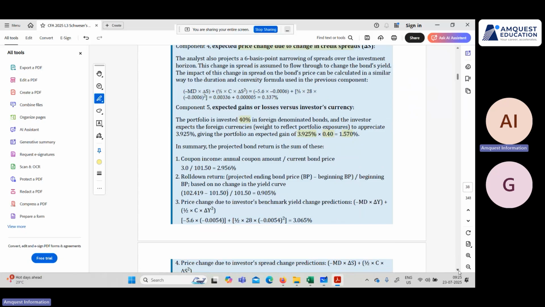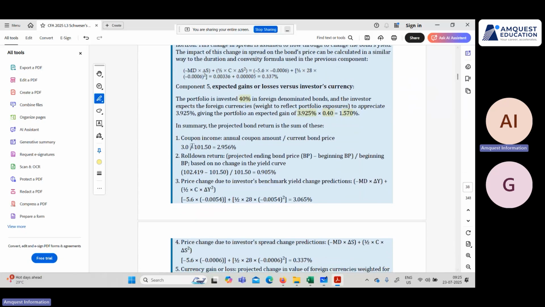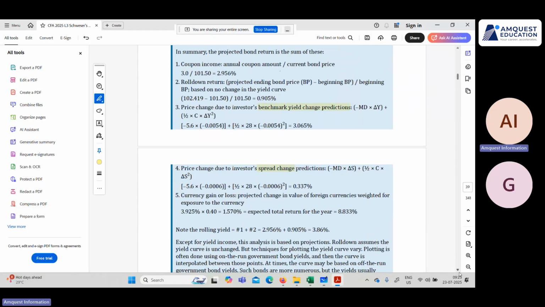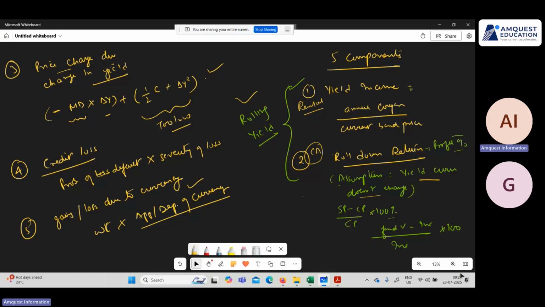Just to summarize, they give you the coupon income that we just discussed, the roll down return, final minus initial by initial, the change in price due to yield is this, the change in price due to spread is this, and finally the gain and loss of the currency is this much. Perfect. Lastly, they talk about one more numerical portion, and then everything else is easy.